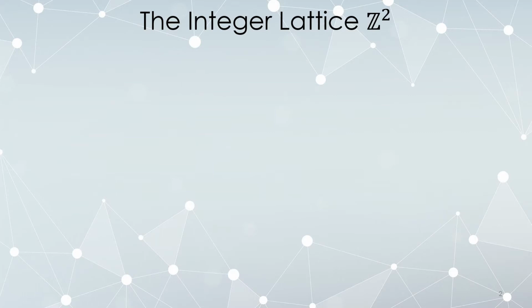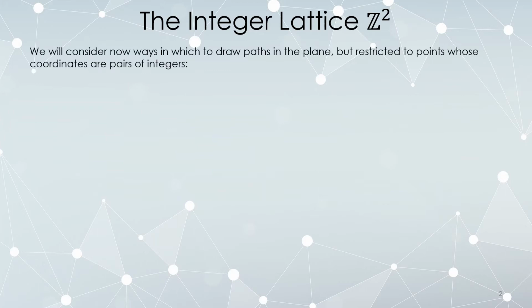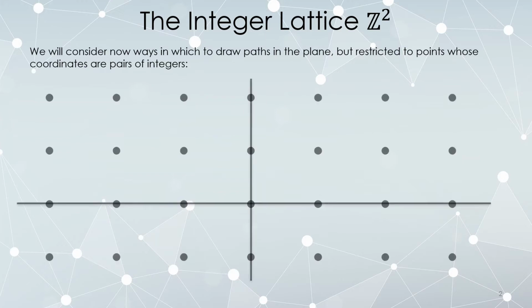Finishing out our study of enumerative combinatorics, we'll begin this lesson by learning about integer lattices in the set of integer pairs and paths in that lattice. So we're going to be living in the two-dimensional plane, and we're going to be drawing paths. However, these paths can only begin and end at points whose coordinates are pairs of integers.